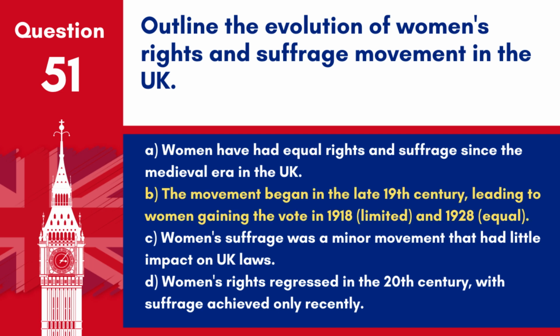Answer: B. The movement began in the late 19th century, leading to women gaining the vote in 1918, limited, and 1928, equal. The women's suffrage movement was a significant social and political movement that resulted in women gaining the right to vote and improved gender equality.